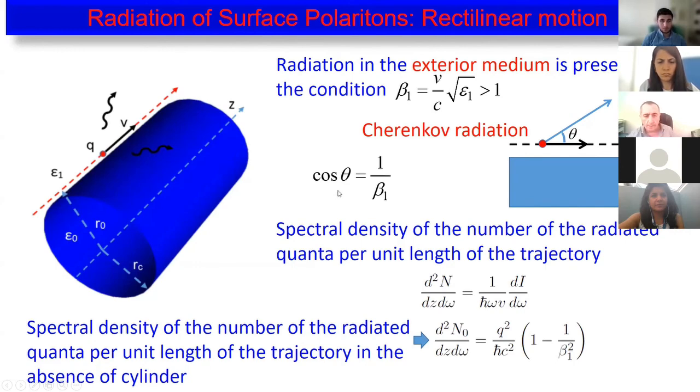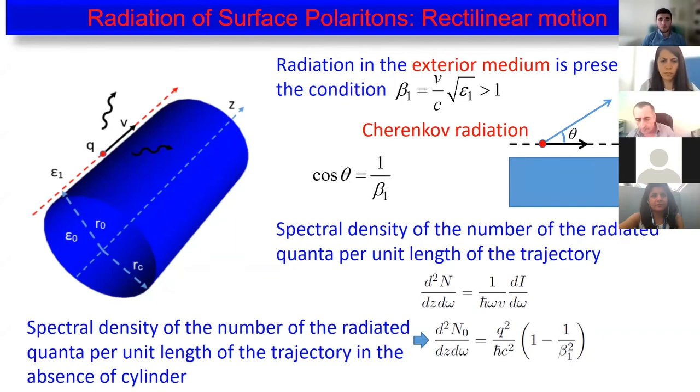In contrast to the previous case, here the spectrum is continuous. This frequency omega takes continuous values, and for that reason I consider the spectral density of the radiation intensity, and this is the spectral density for the radiation quanta radiated per unit length of this trajectory. And in order to compare with the radiation in a homogeneous medium, when this dielectric cylinder is absent, you just have usual Cherenkov radiation, and from the well-known formula for the Cherenkov radiation, the result is this. If you don't take into account the dispersion, this is just a constant quantity, dependent completely on the velocity of the particle.